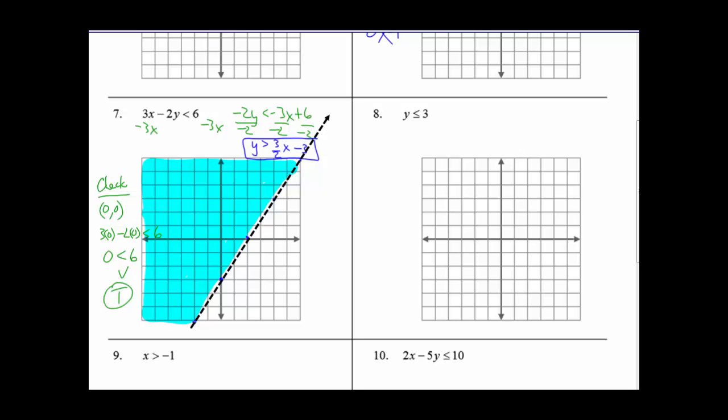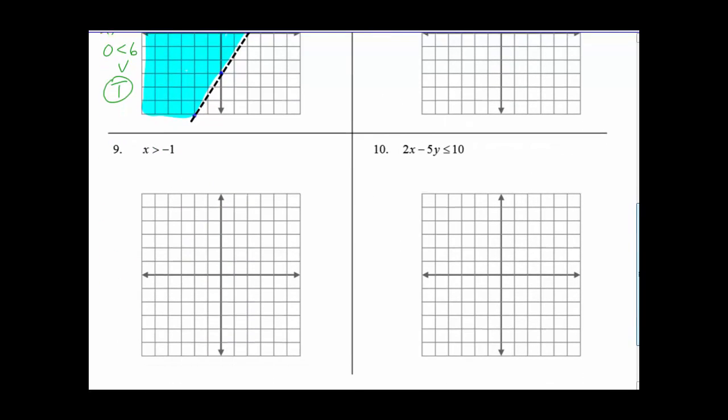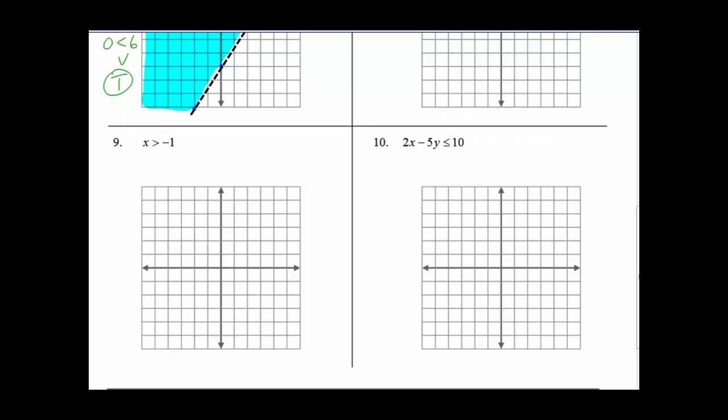Good job. One more. Number 9. If you notice, we have only an x. So we have x equals something, which means we have a vertical line that's undefined slope. So we're going to go vertical line at negative 1, which is all these points where x is always negative 1. And given that it is a greater than symbol, not equal to, we're going to do a dotted line. So we're going to draw a dotted line straight down.